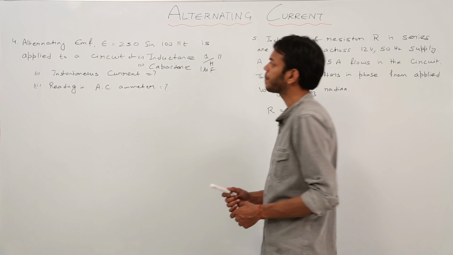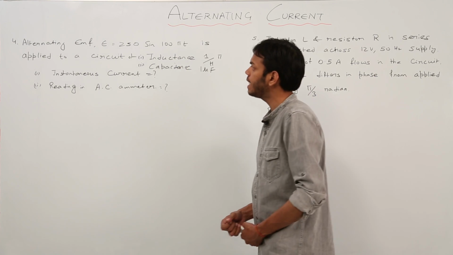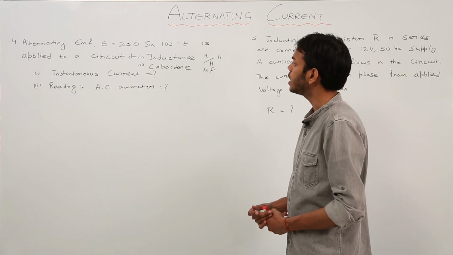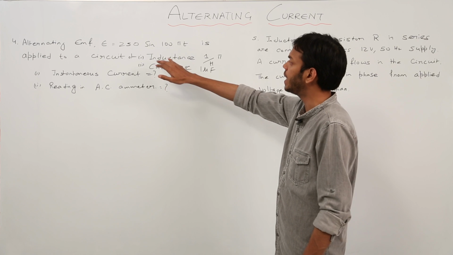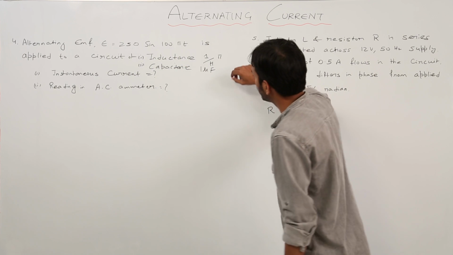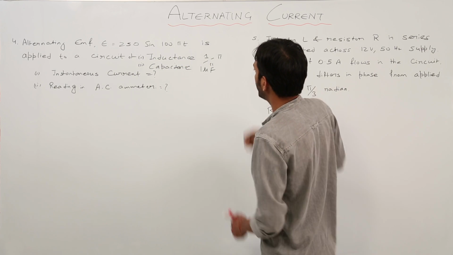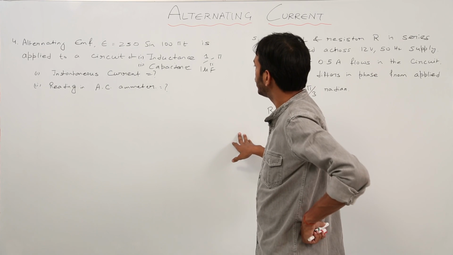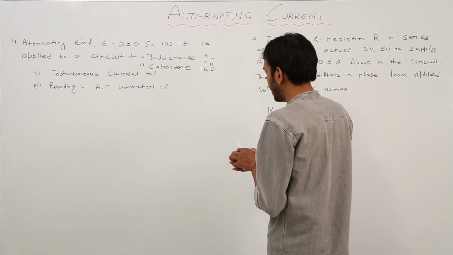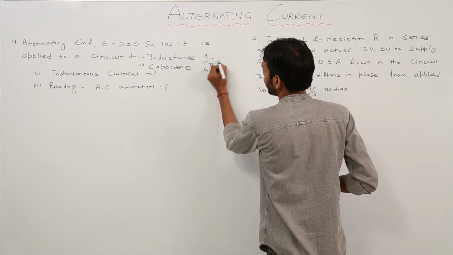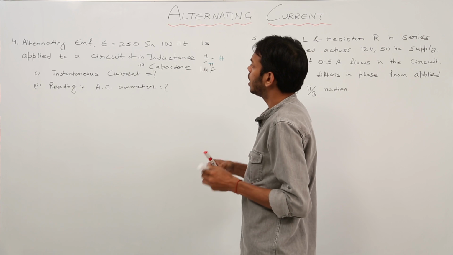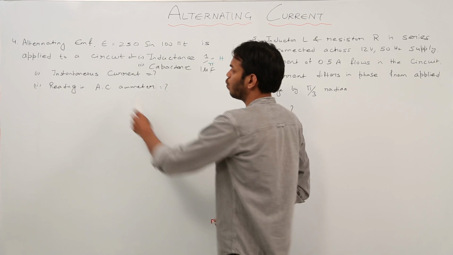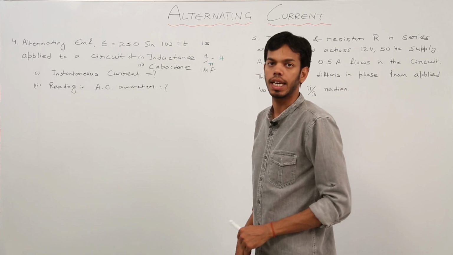In this numerical, an alternating EMF E equals 250 sin 100πt is applied to a circuit. The first part has an inductance of 1/π Henry, and the second part has a capacitance of 1 microfarad. We want to find the value of instantaneous current.